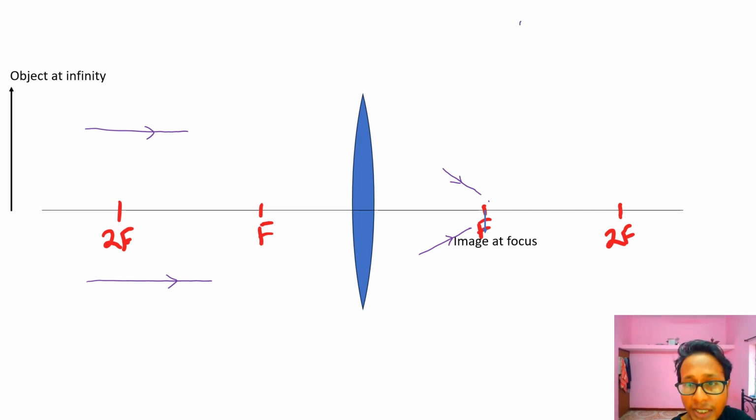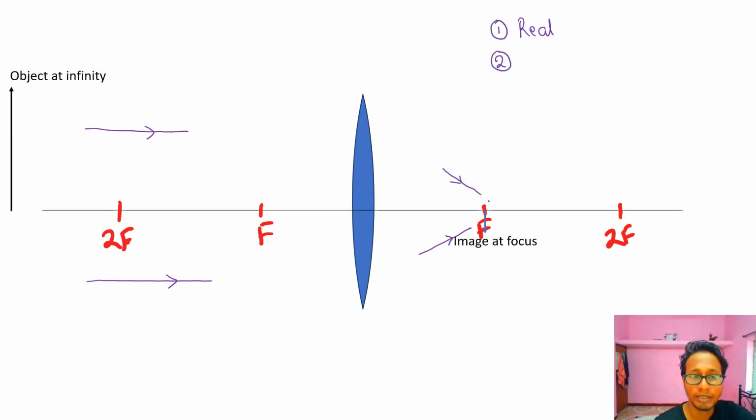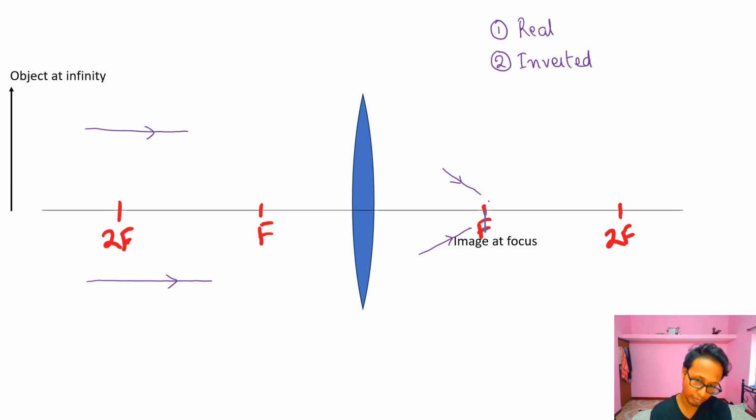So the type of image is real. Extremely diminished. Extremely diminished means size of image by size of object is equal to 0, that is, the focal length divided by the object distance, infinity. The image is real and the image is inverted. In extremely diminished you cannot differentiate, but just inverted, be it mirror or lens. Whenever object and image are inverted with respect to each other, they are always real.